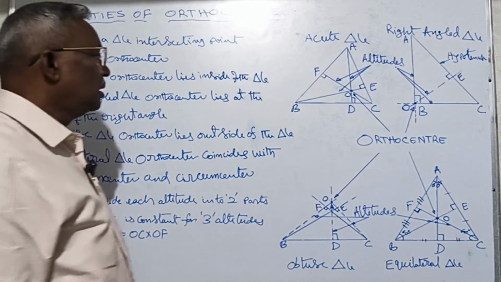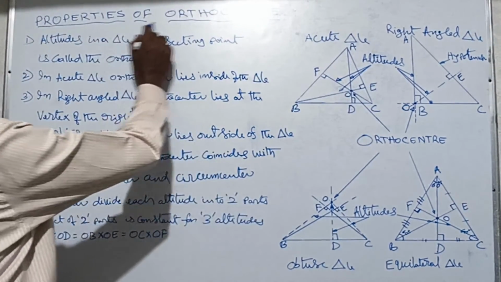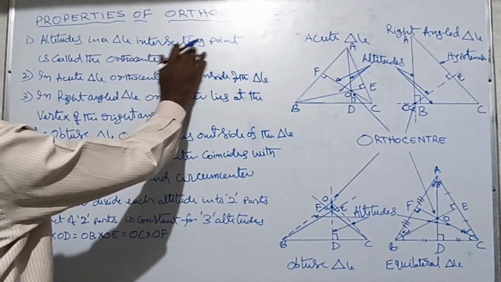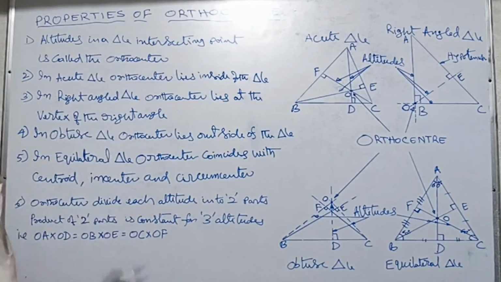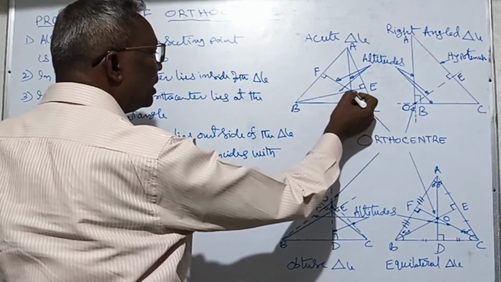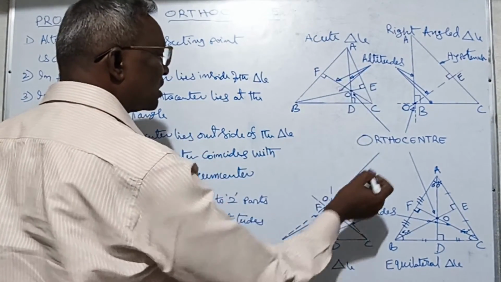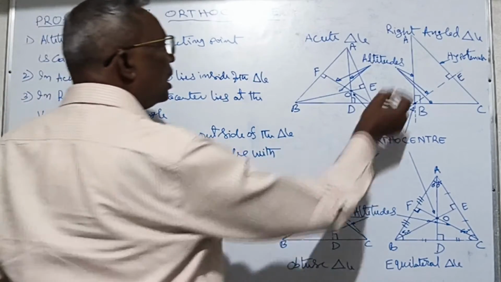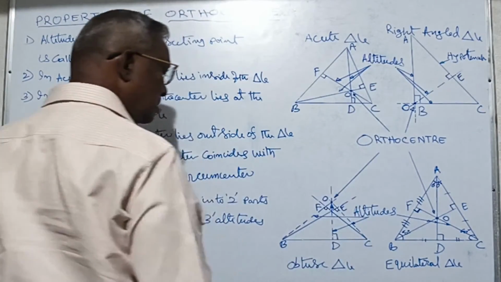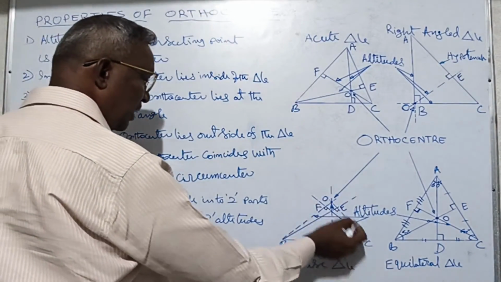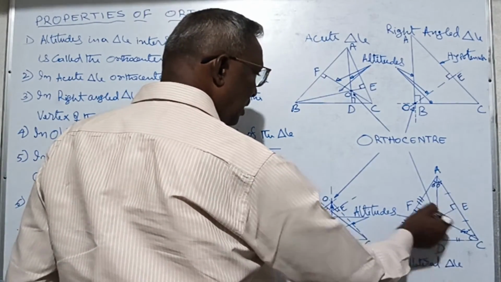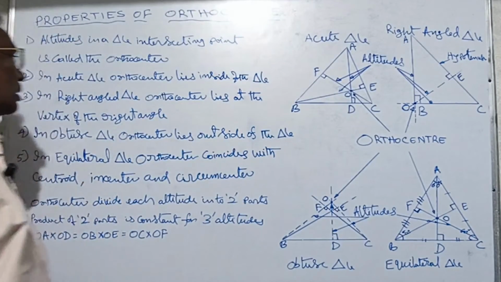Okay friends, repeating again, properties of orthocenter. Altitudes in a triangle, intersecting point is called the orthocenter.